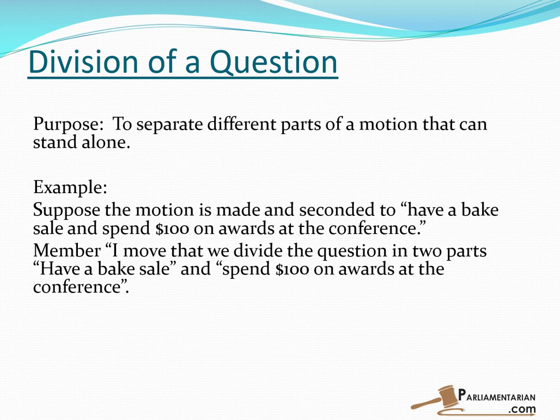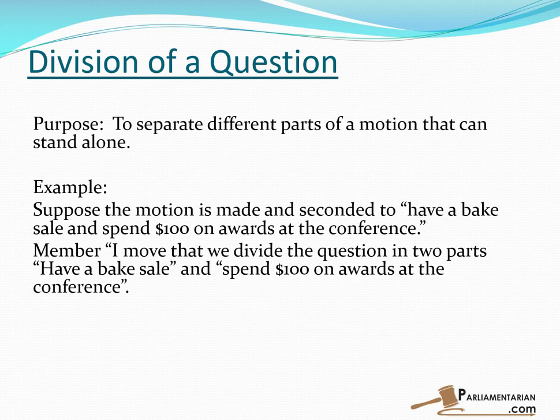You could move to amend the motion to take out the lights. Or you could amend the motion to remove the $100 on awards at the conference if you completely don't want to do that at all. So this is just a different way of handling a situation where there are parts of a motion that you don't like or that you think won't pass.